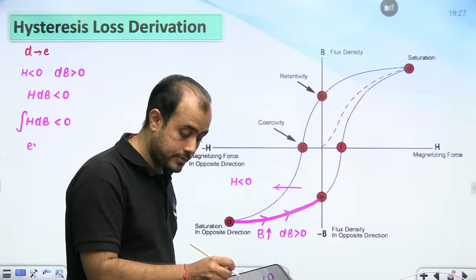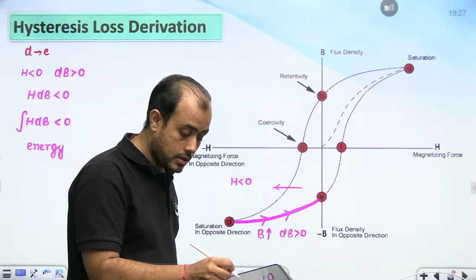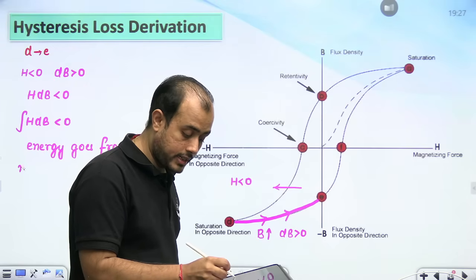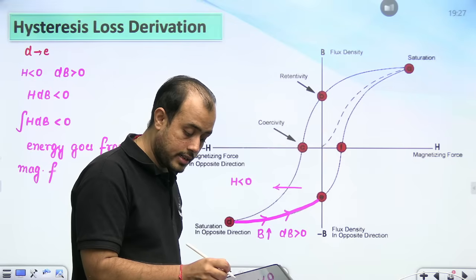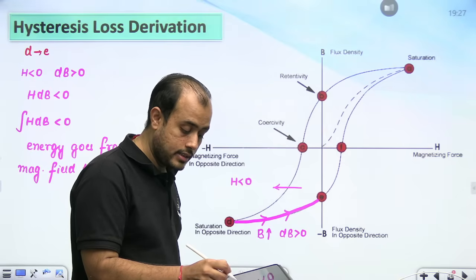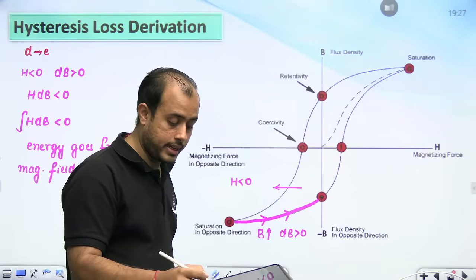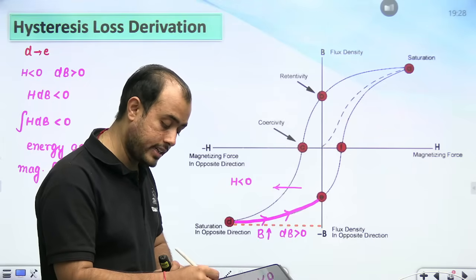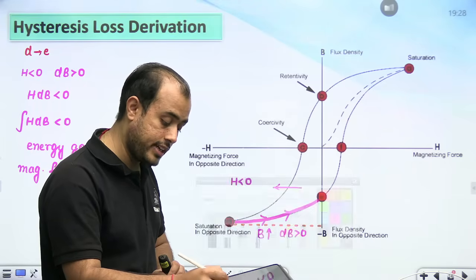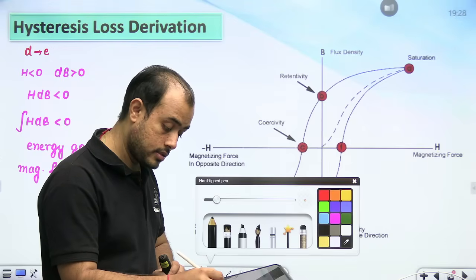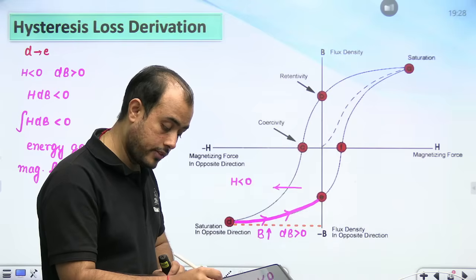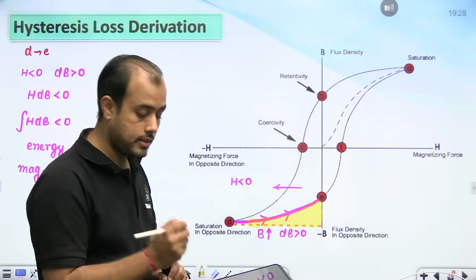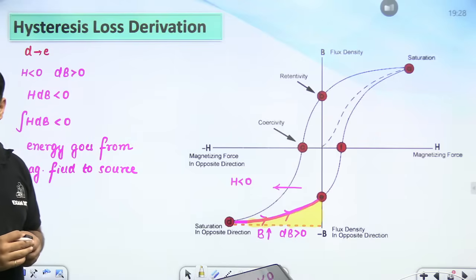So energy goes from magnetic field to source. एनर्जी मैग्नेटिक फील्ड से सोर्स में जाएगी. ओके समझे? So I will show this area with yellow. It is a negative area. Okay. So now we have completed the loop.